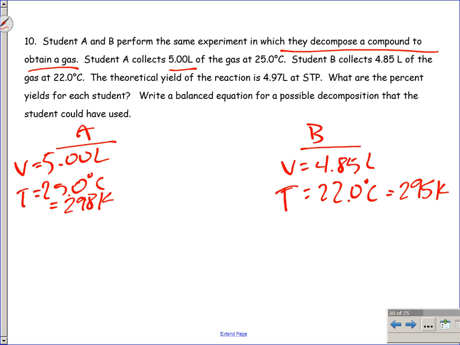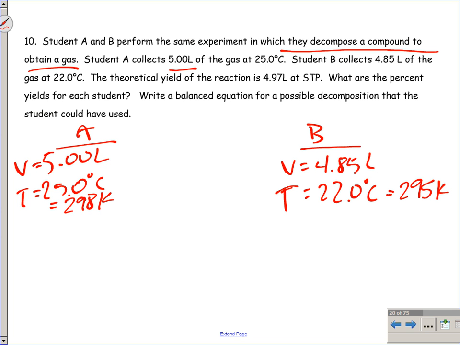Do you convert the liters to milliliters? You don't need to. No, volume is okay in liters or in milliliters. Temperature must be in Kelvin. Pressure is really good in atmospheres, millimeters of mercury, kilopascals, torr. It's good with any pressure unit, especially if you have the same pressure on each side. There is one gas law where we have to use atmospheres, and we're going to talk about that later today.